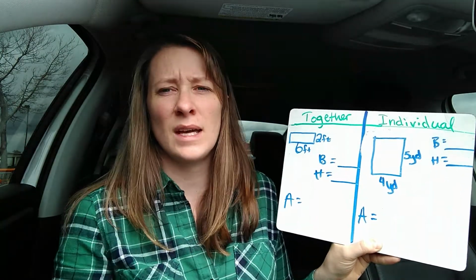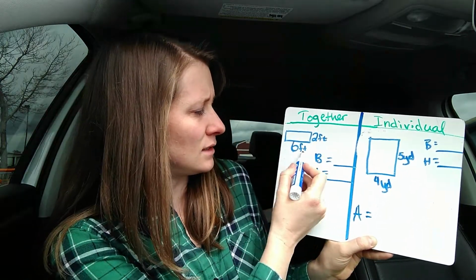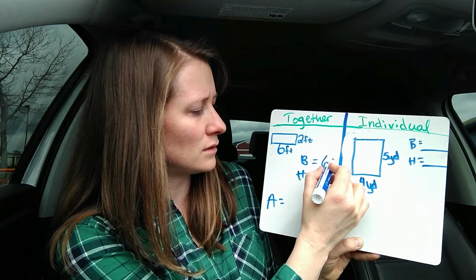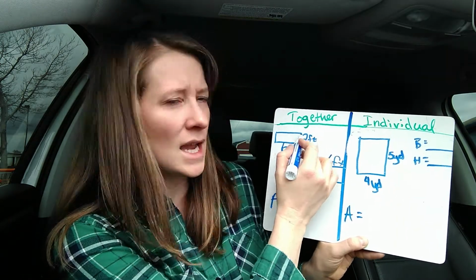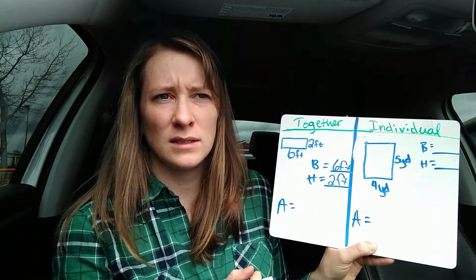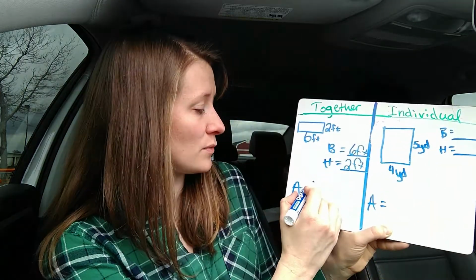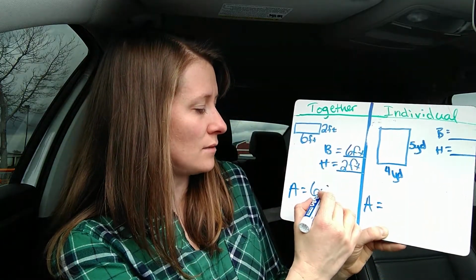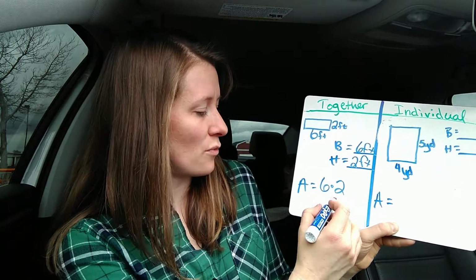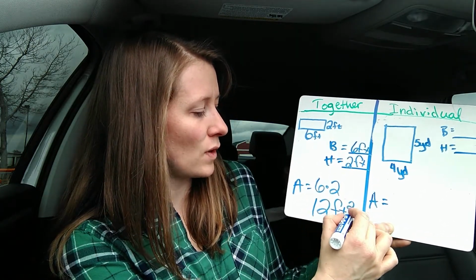So we're going to identify the same thing like we did with our square. What is our base? What is our height? So our base is 6 feet at the bottom here, and our height is 2 feet. And just like the square, the formula will be area equals base times height. So let's put that together. Base times height, so then we end up with 12 feet squared.